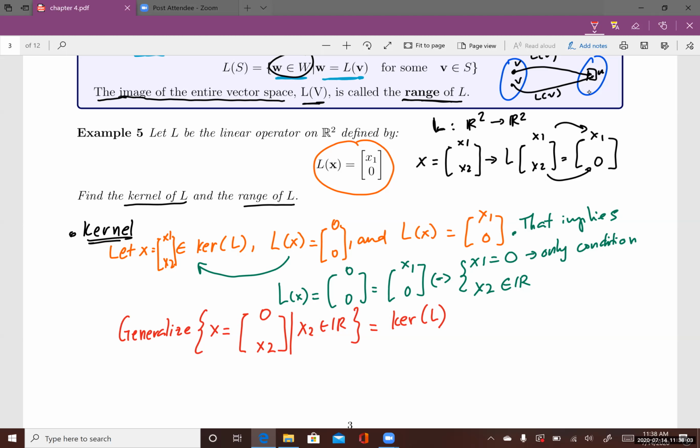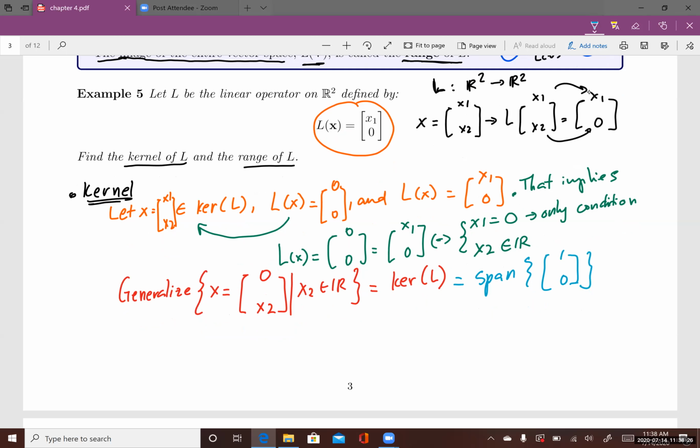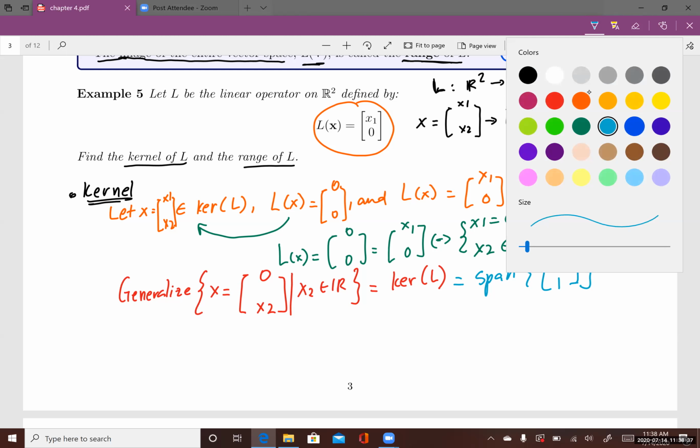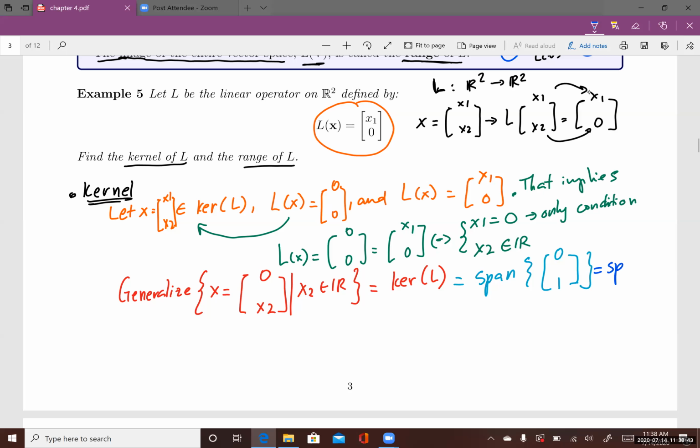So the kernel of L includes vectors whose first coordinate is 0 and second coordinate can be anything. Then if I want to rewrite this as a span, it's going to be the span of the vector 0, 1. And 0, 1 here is actually a unit vector of R2, or you can rewrite it as the span of E2.